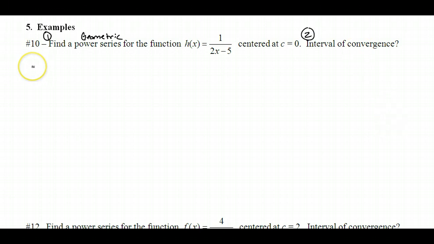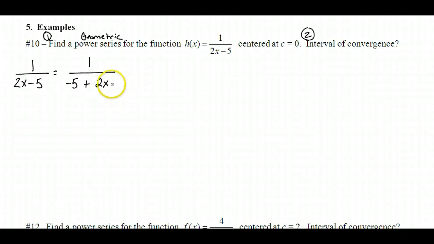Alright, so as we do this, I have to remember that everything has to stay equivalent to this original fraction. So I have 1 divided by 2x minus 5. Usually what I like to do is put the negative 5 first, and then that x will be the variable. That will always be my common ratio. So I have plus the 2x. This one is actually really nice because you're centered at 0. I don't have in parentheses x plus or minus something. We're already centered at 0. And that makes it really convenient and really nice.